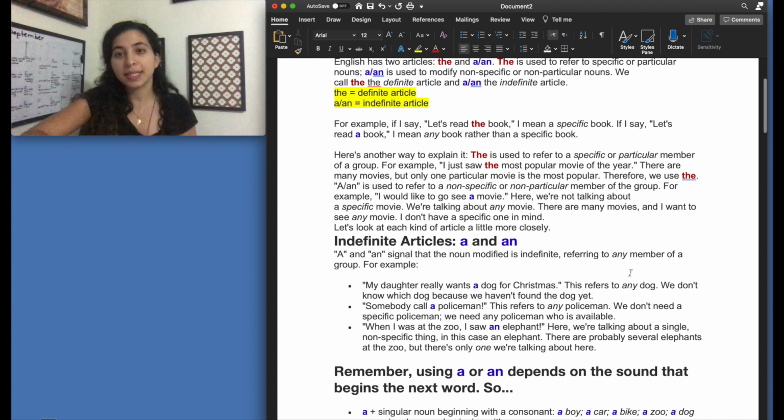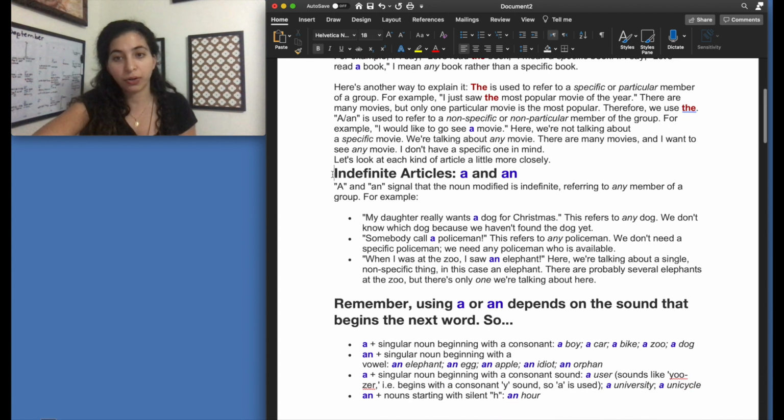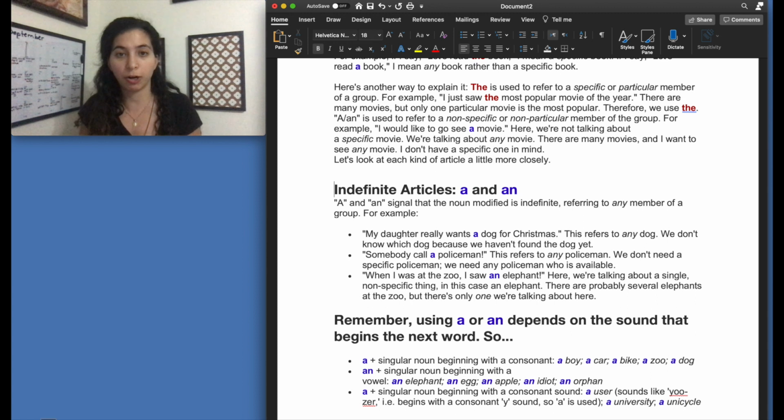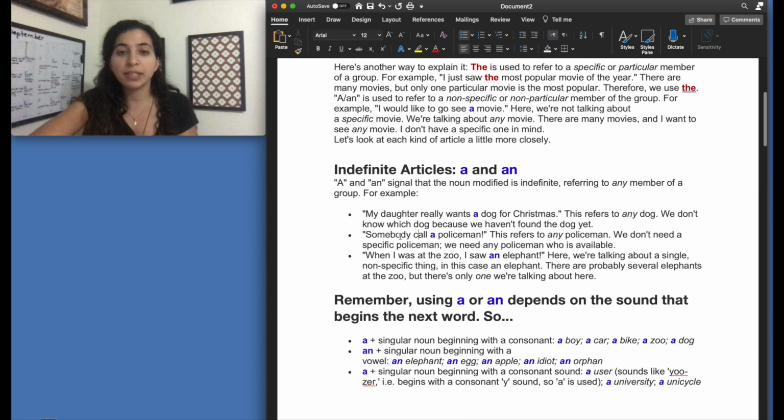Now we're going to take a closer look at indefinite articles and then on to definite articles. We have two indefinite articles, or it looks like we have two, a and an, but they are not different. They modify a noun and refer to any member of a group. For example, my daughter really wants a dog for Christmas. This refers to any dog. We don't know which dog we're talking about. So what's the difference between a and an?